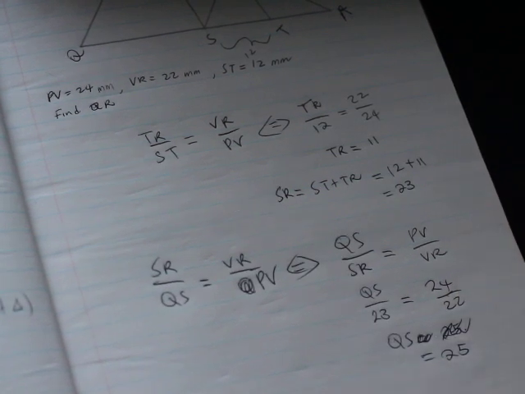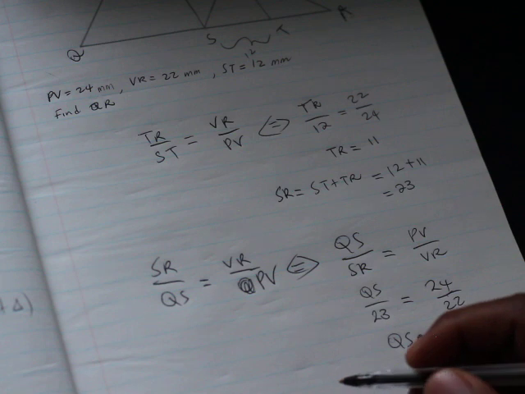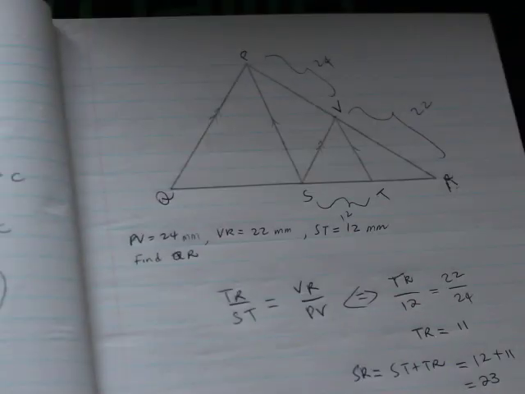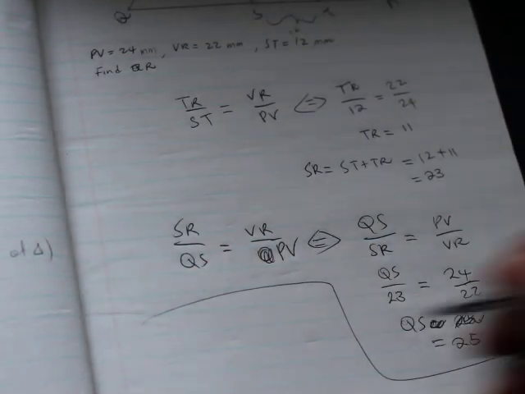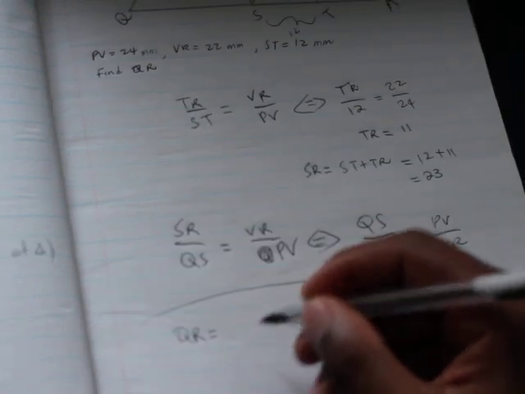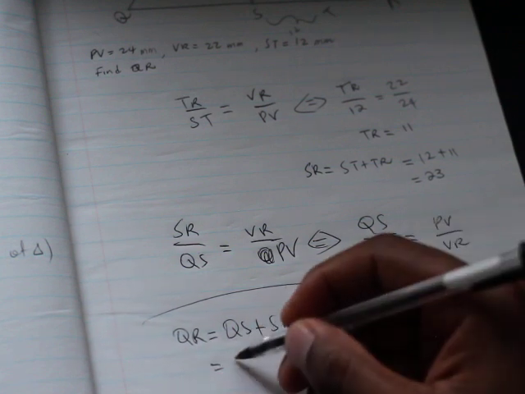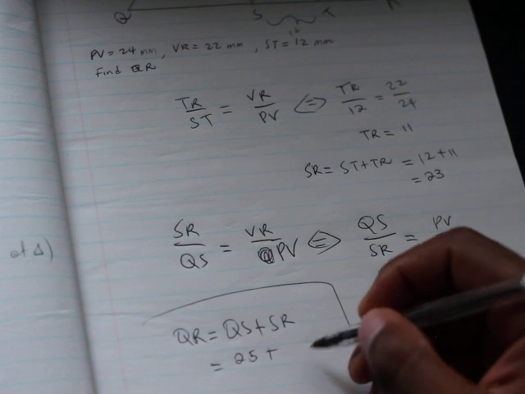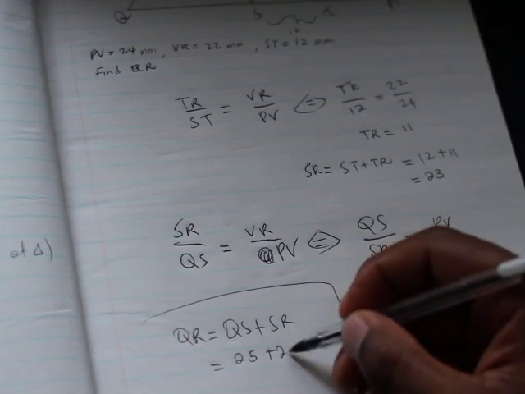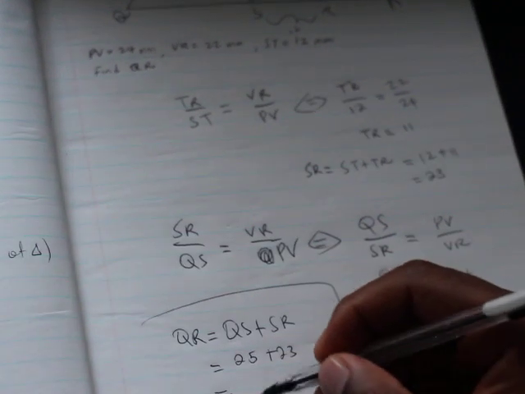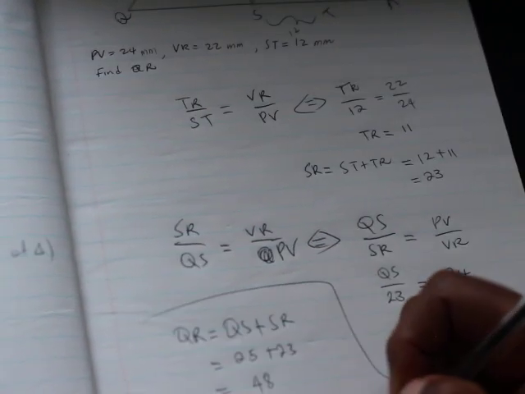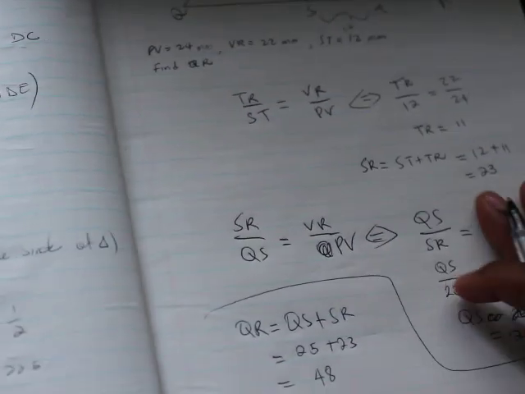Okay, so now that we have QS and there's also SR, you guys can see that definitely our QR is going to be the sum of QS and SR. So QR is going to be the sum of QS plus SR, and we know QS is 25, SR is 23, and our answer is simply going to be 48. All right, and that's that, you guys.